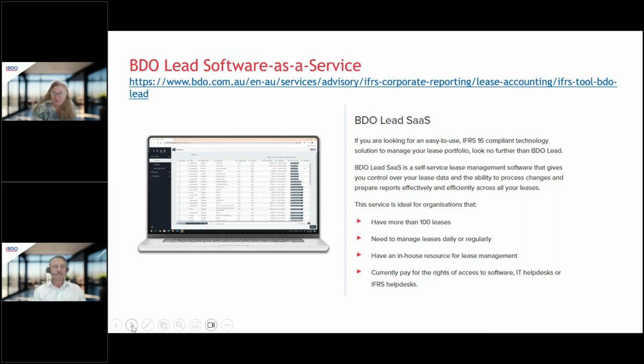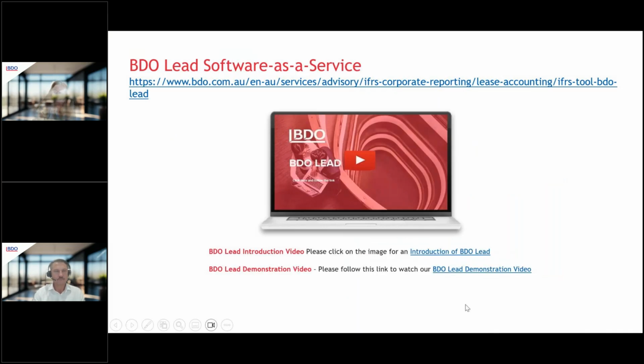We've got the software. By the way, when we do outsource lease accounting, this is also the software, amazing software, that we use to do the outsource lease accounting. But if you want to manage your own leases, you can access BDO Lead and have your own deployment in the cloud. We've also included here a number of videos. There's a new introduction to BDO Lead video if you click on the play button. There's also a demonstration video to give you an idea what BDO Lead looks like.